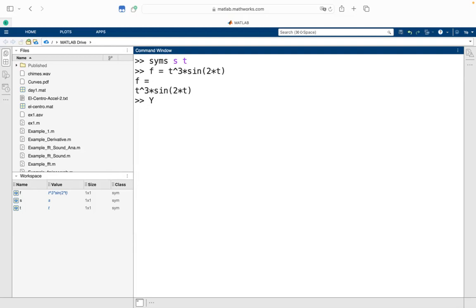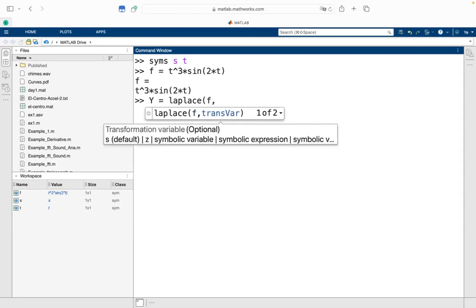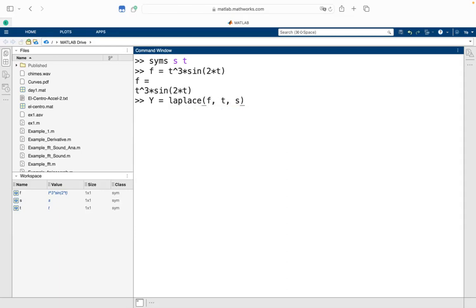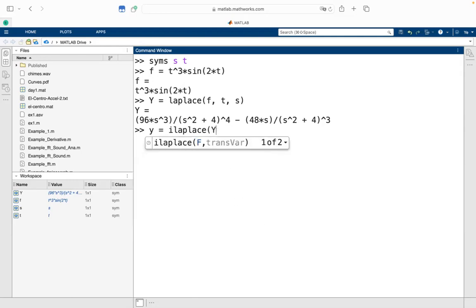Then we can use the Laplace transform now, taking f from the time domain to the s domain. In this one, this is the resulting function. Then convert back, so we can check whether we get the right one or not: y equals ilaplace of Y, s, t. You can see exactly the same function in time. So this is it for this example.